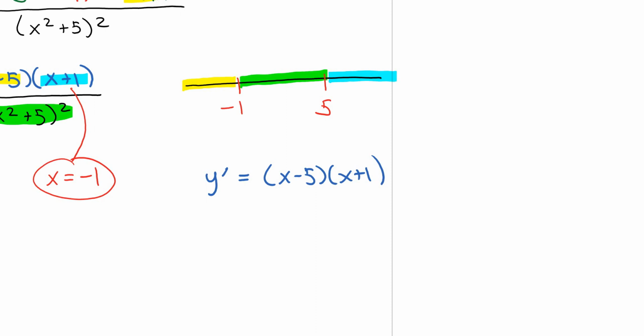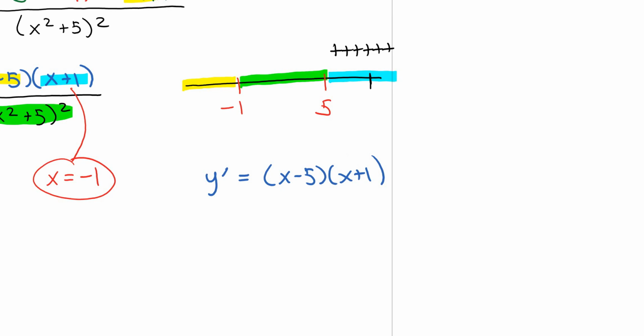Okay, so in my blue region, let's pick the number 9 again. So if I plug in 9 here, this will be a positive result. If I plug in 9 over there, that's going to be a positive result. So a positive times a positive would give me a positive result in the blue region. All right, and after that, I can erase that.